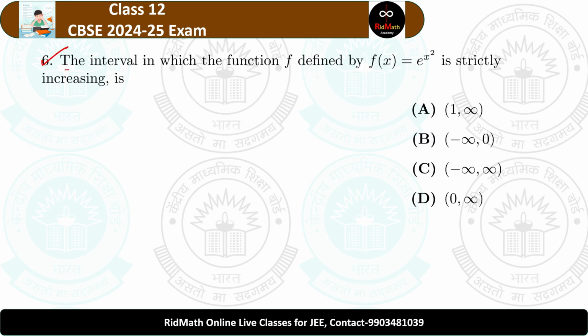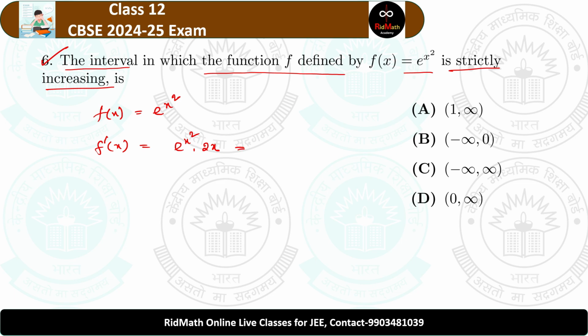Question number 6. The interval in which the function f defined by e to the power x square is strictly increasing is. So the function is f(x) equal to e to the power x square. Okay, so we are taking the first derivative, f dash x equal to e to the power x square into 2x. The derivative of x square is 2x. So this is equal to 2x into e to the power x square.